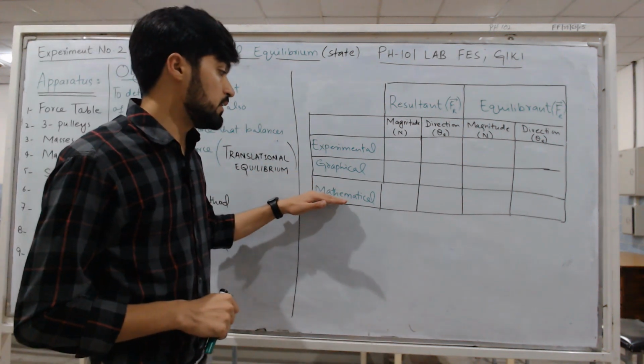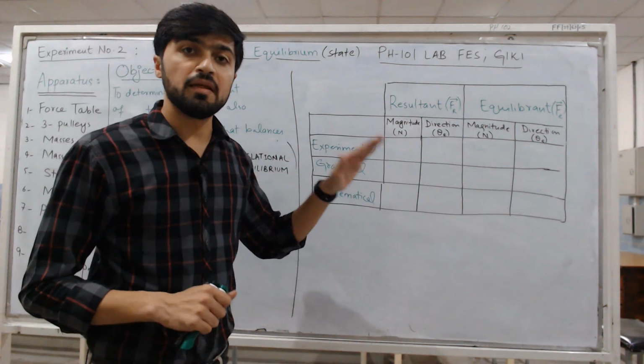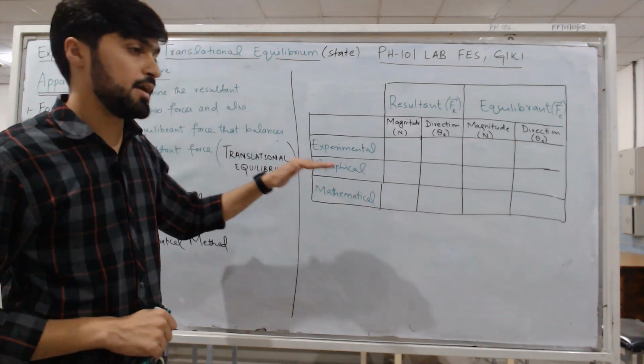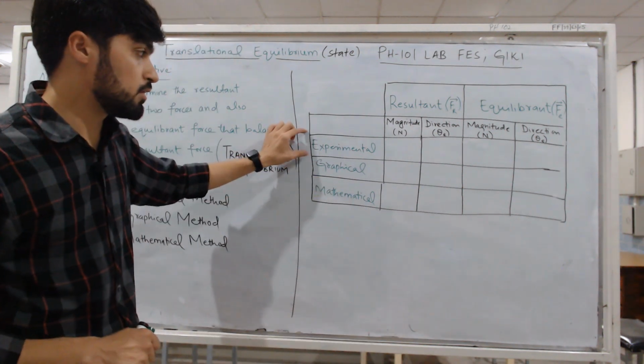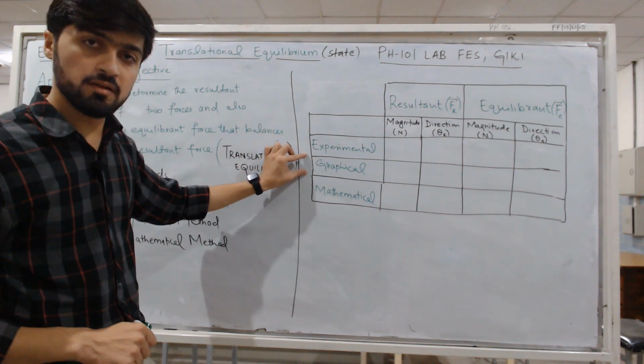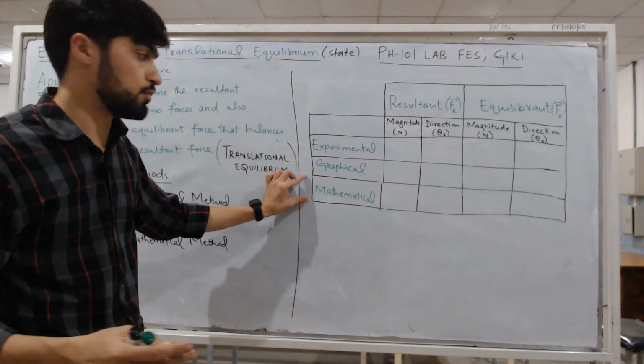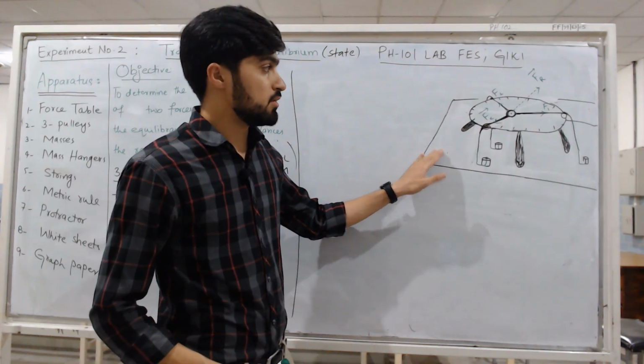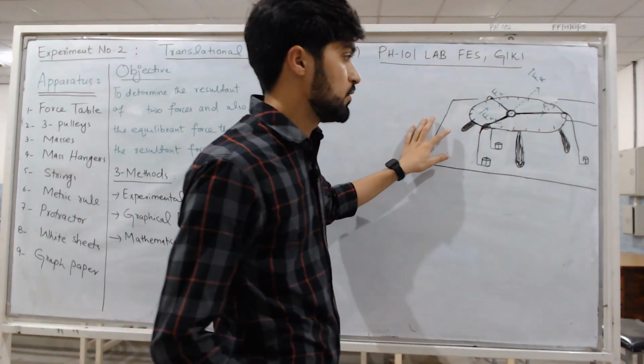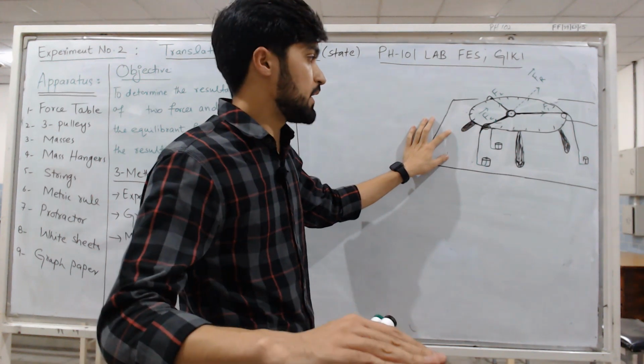Then we will be adding vectors mathematically. How to add vectors mathematically? One way was the experimental, one is the graphical method that we discussed, and the other one is the mathematical method. So this is a rough sketch of a force table.